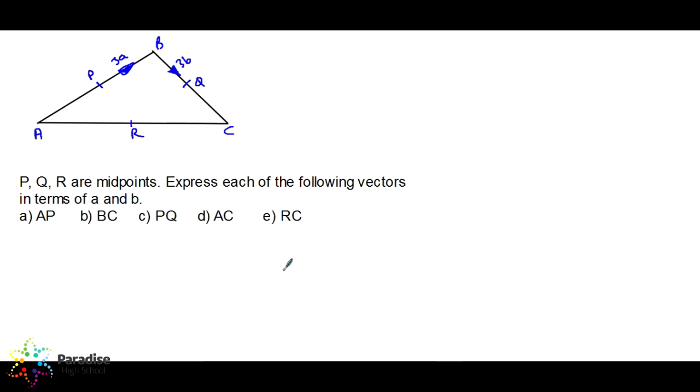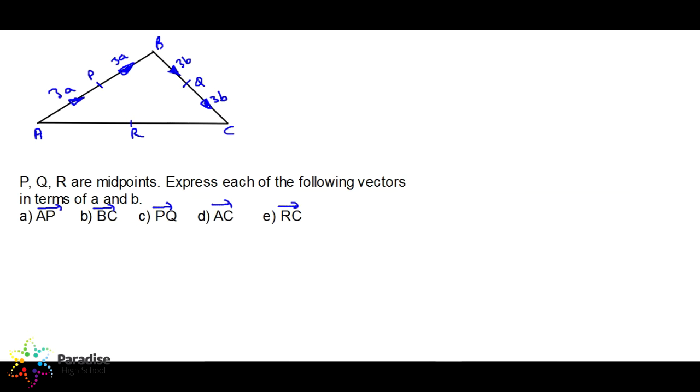The next question here. P, Q, R are midpoints. Express each of the following vectors in terms of A and B. Okay, AP, BC, PQ, AC, and RC. If P and Q are midpoints, if that is 3B, this has to be 3B. If this is 3A, then the same direction, this has to be 3A.